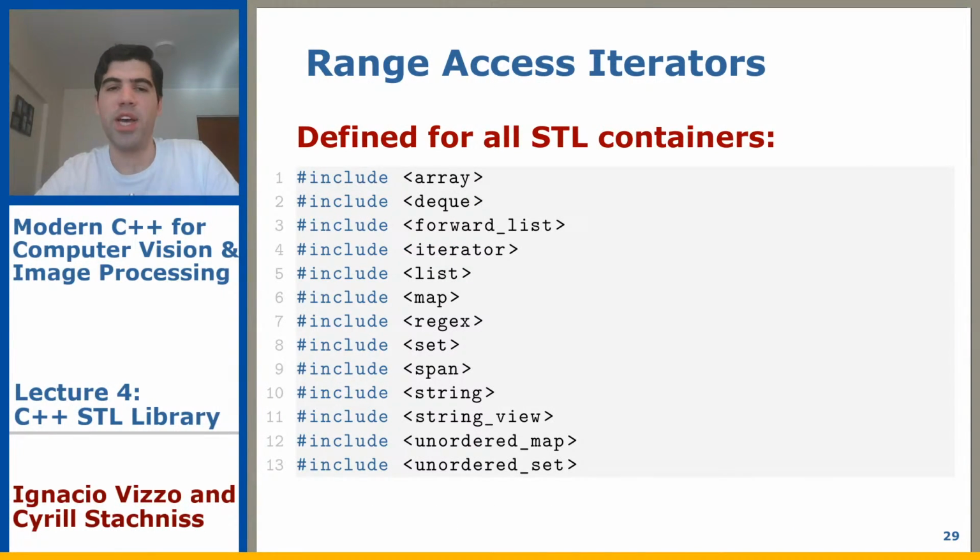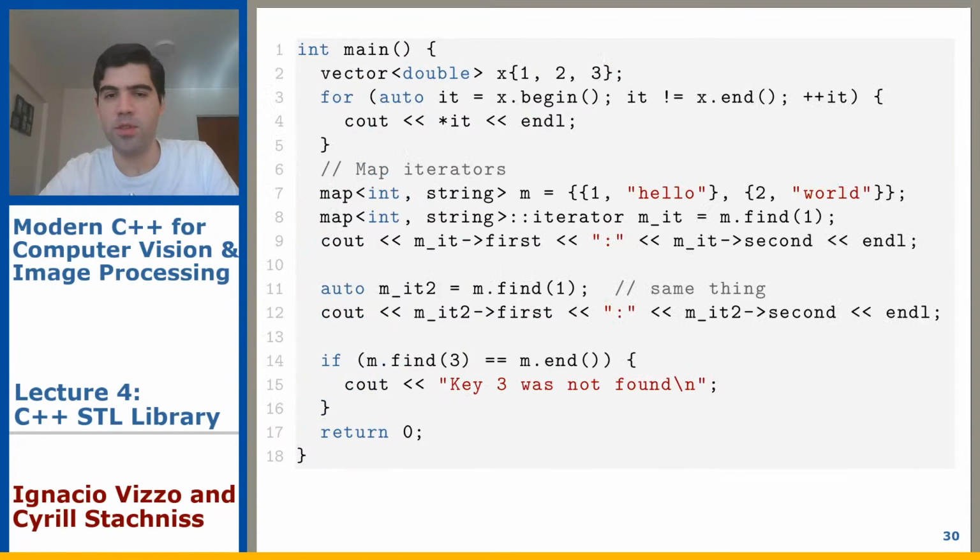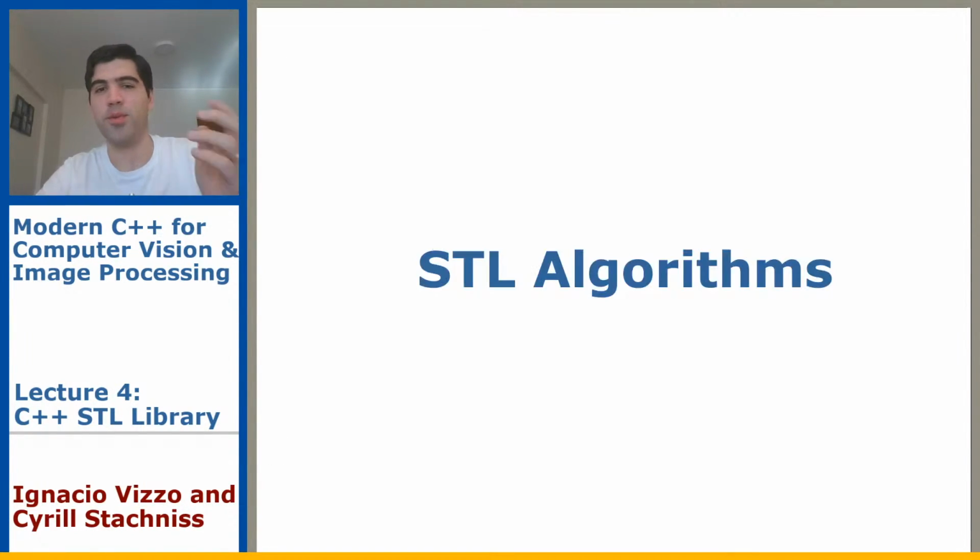These range access iterators are defined in all these structures: array, list, map, set, span, string, unordered map. All those containers have these range access iterators, and there's one example. I will just skip it for now because it might be complex from the perspective of the syntax.